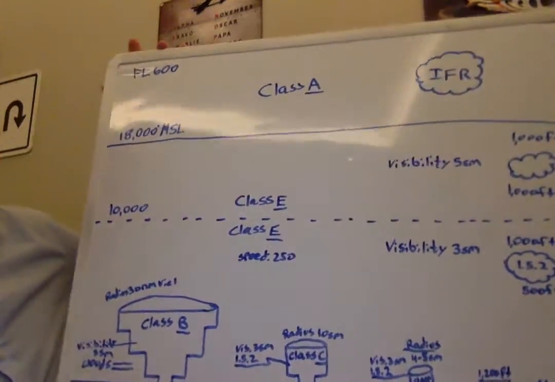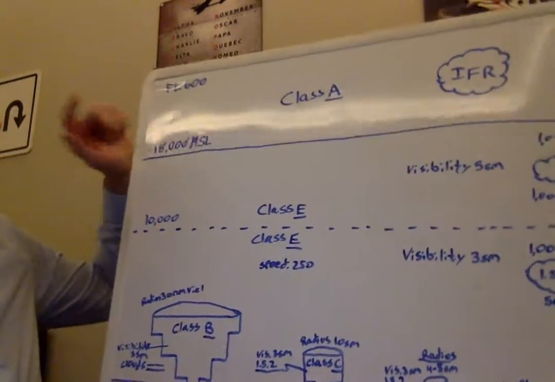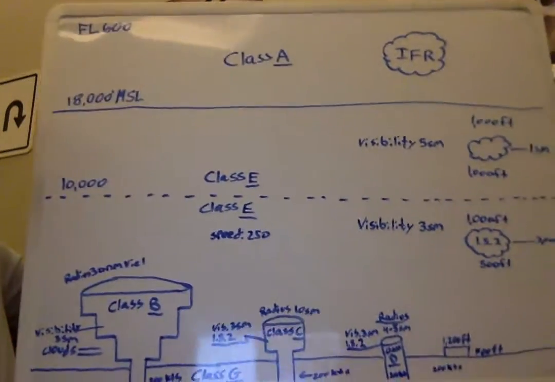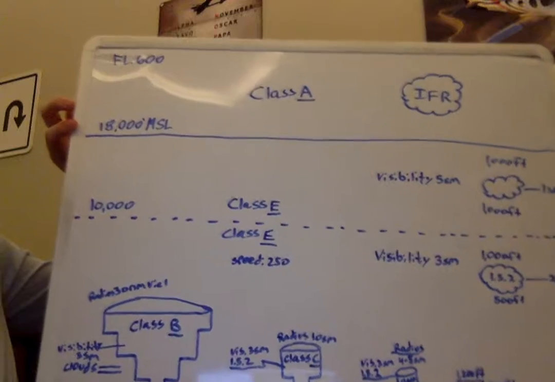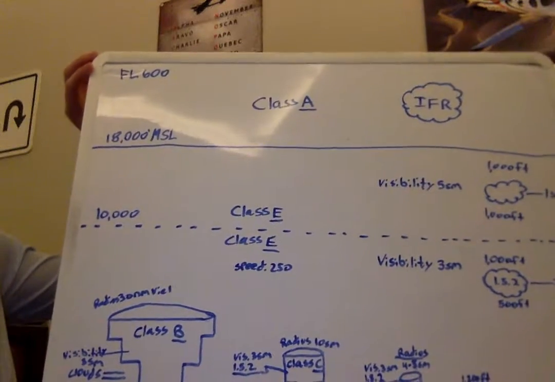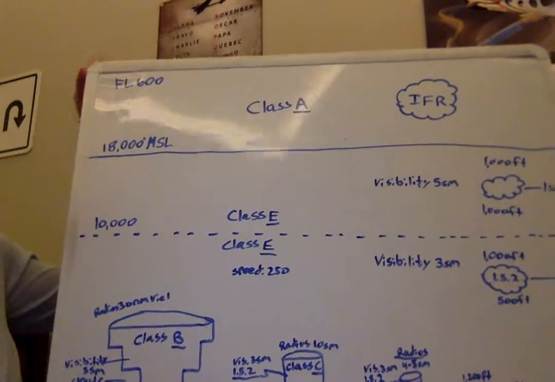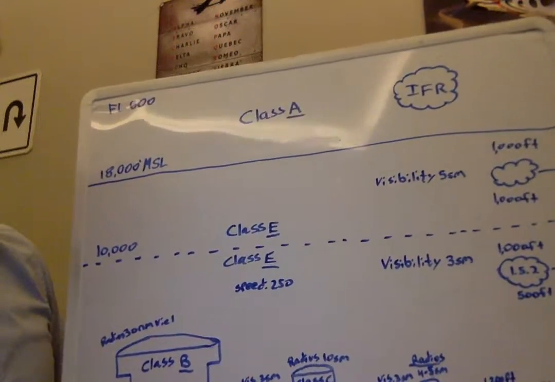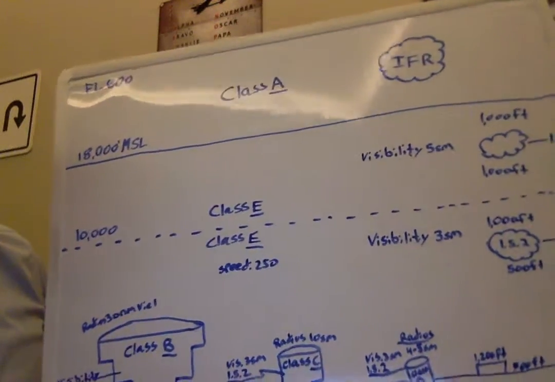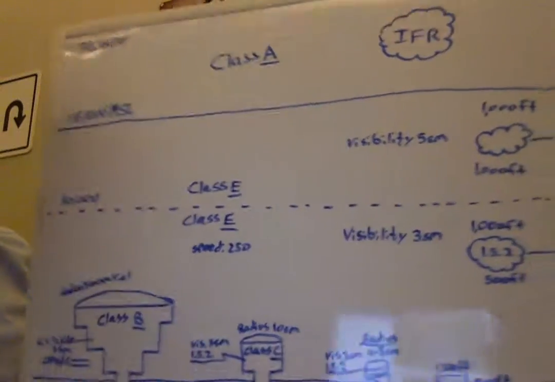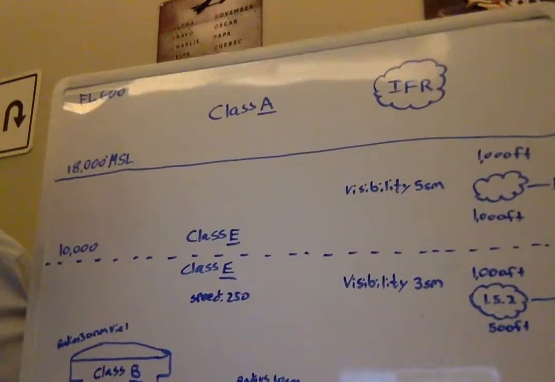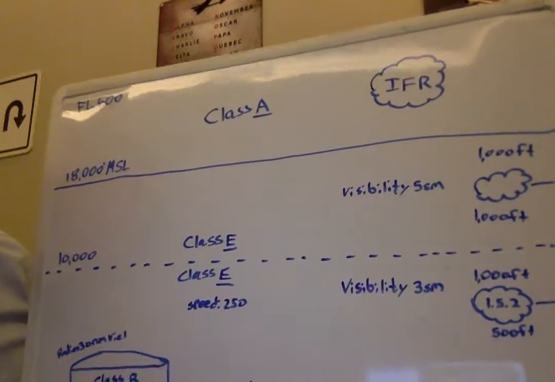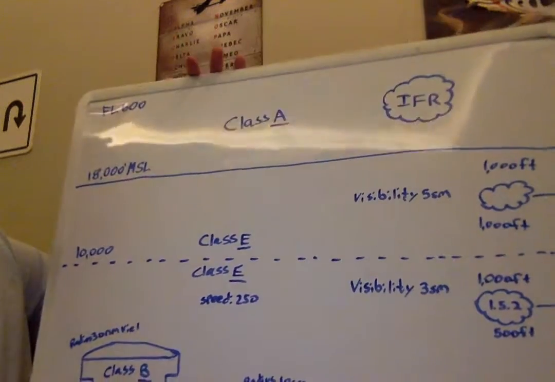I'll start with Class A. Class A is up here, the top of all the airspaces. It starts at 18,000 feet MSL, and it extends up to flight level 600. Basically only instrument rated pilots can fly in it, and you have to have instrument equipment and ATC clearance to fly within Class A. So unless you're an instrument rated pilot, you're not going to be flying within Class A airspace.